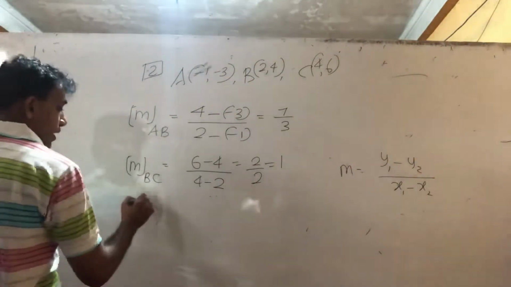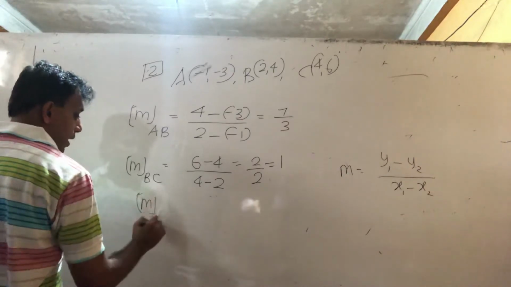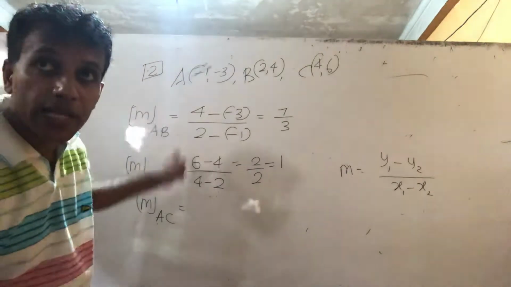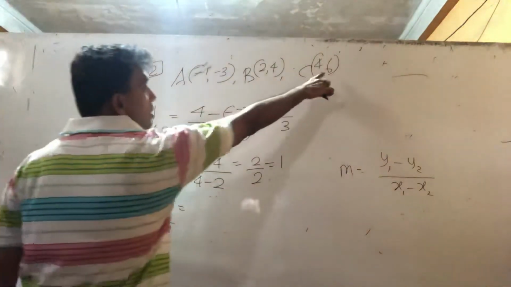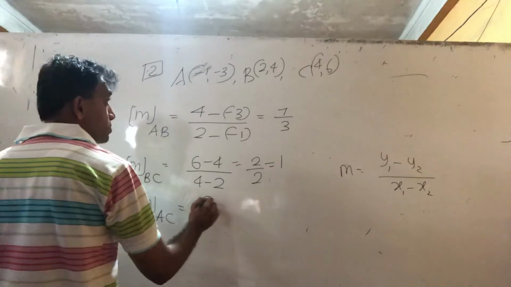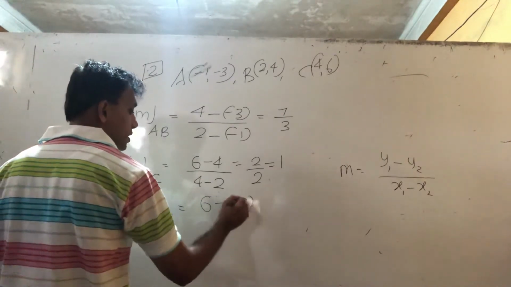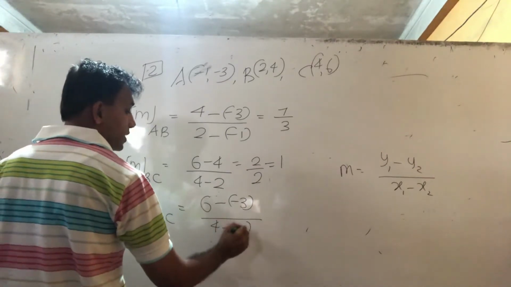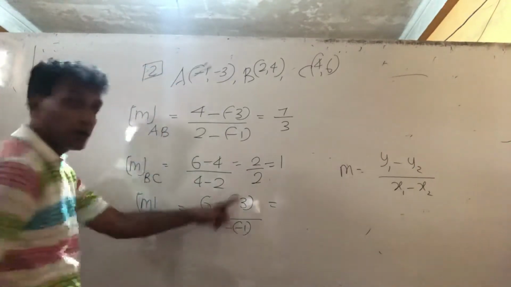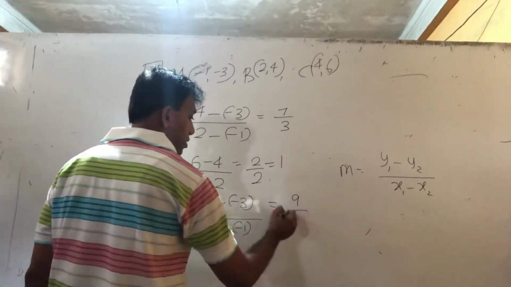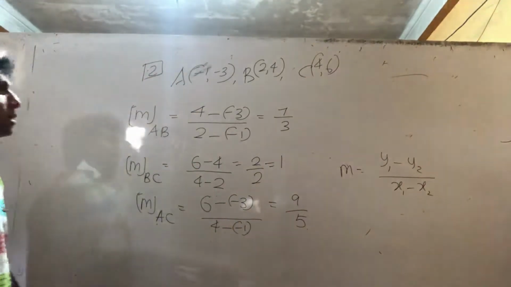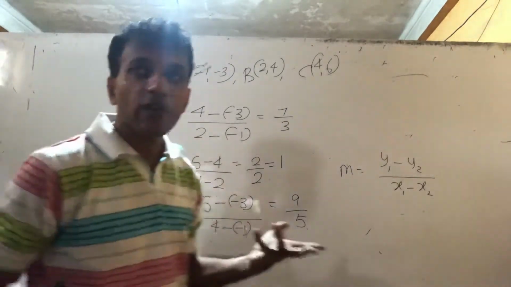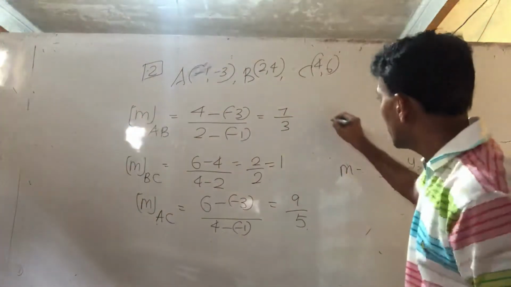Also find the AC. M of AC. Find the gradient between A and C. 6 minus 3 over 4 minus 1. So AB, BC, AC. See, all have different gradients. Yes, you can tell that.